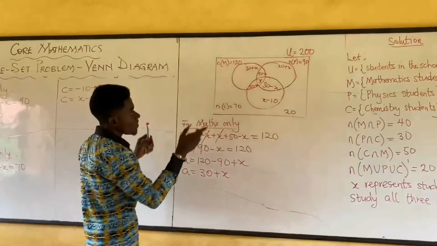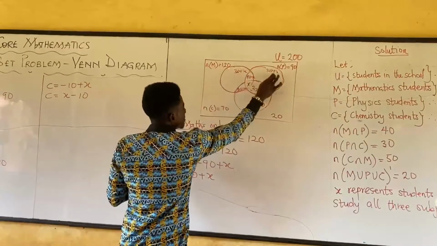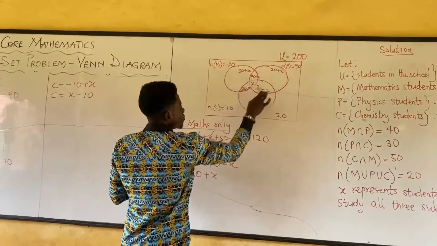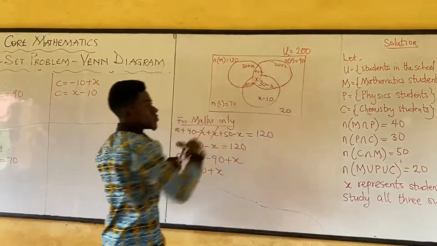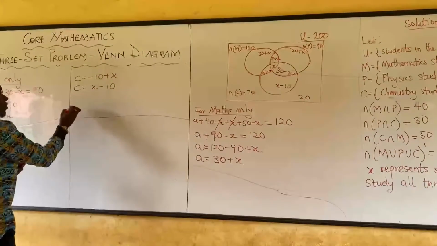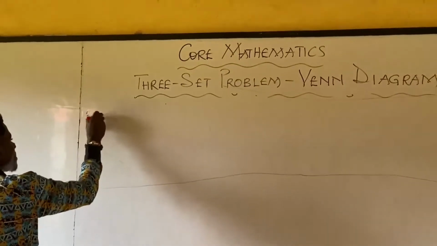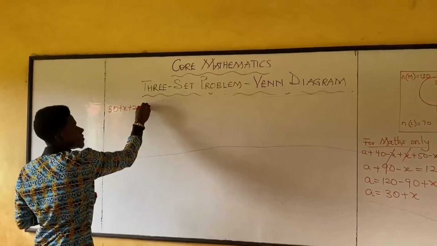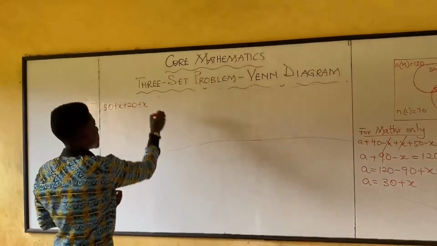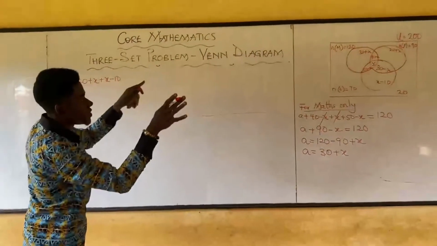So in order to solve, you can just start from the onlys, you add this to that, then you come to these areas plus the x plus the one outside equal to 200. So let's make it simple. So we are going to get everything up. We are going to get 30 plus x plus 20 plus x plus x minus 10. The one for the onlys.